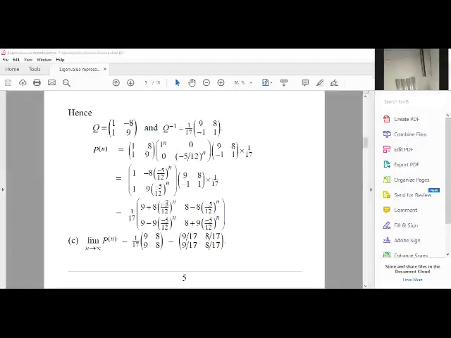So as n goes to infinity, this expression will be zero. It will be left with nine. This will be zero, it will be left with eight. This will be zero, it will be left with nine. This also will be zero, it will be left with eight. So for the long run distribution, 1/17 is already here, so it will be 9, 8, 9, 8. This will be the long run distribution, or the stationary distribution, or the distribution as n approaches infinity.